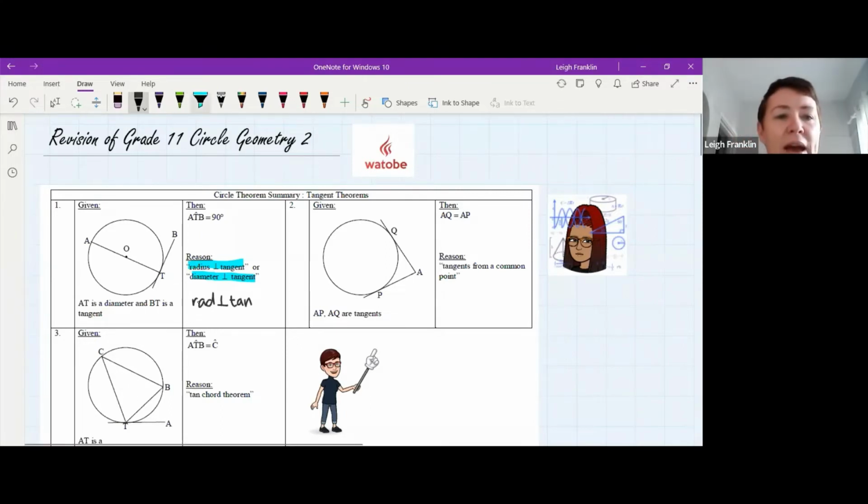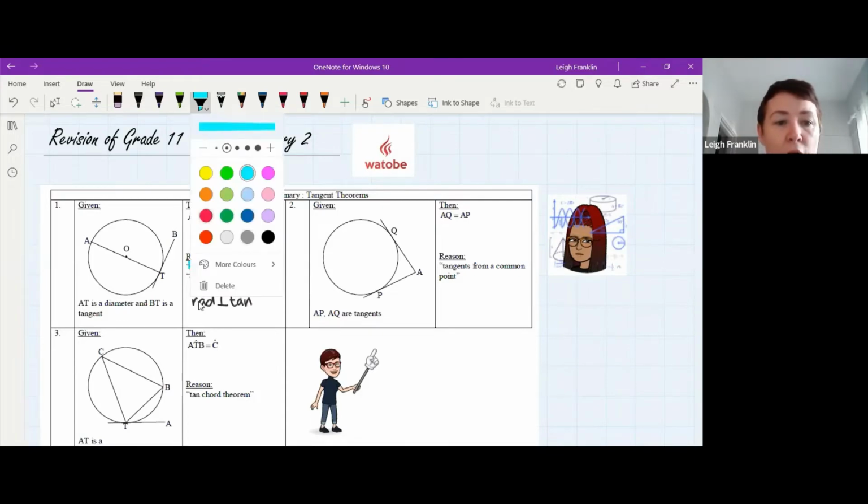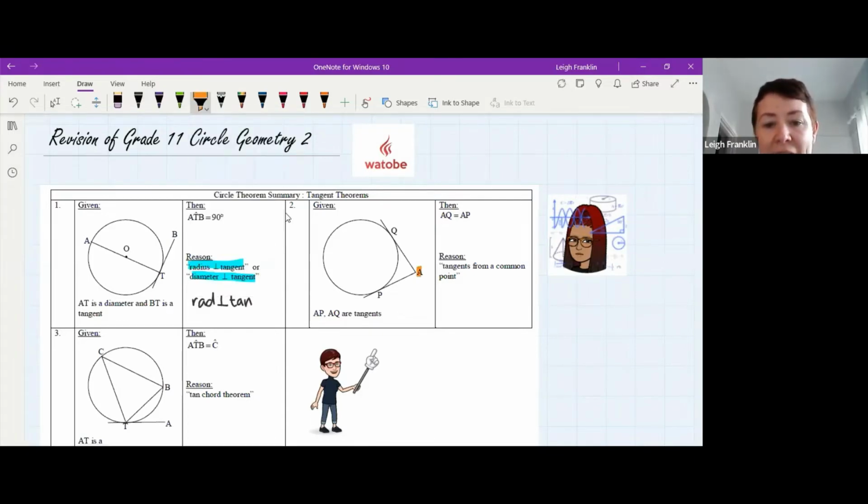Then the other thing that we have is tangents from the same point. The same point is this one over here at A. That tangent touches the circle there at Q, and this tangent touches the circle here at P. In this case we would say that AQ and AP are equal to one another. The reason: tangents from the same point, or tangents from a common point. If I then joined Q and P with a straight line, what could I say about this angle over here and that angle over there?